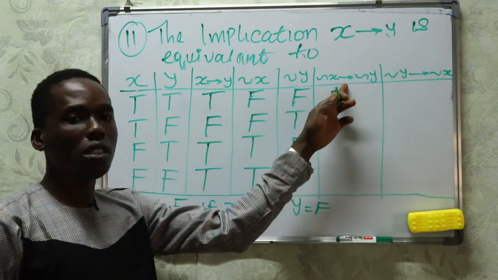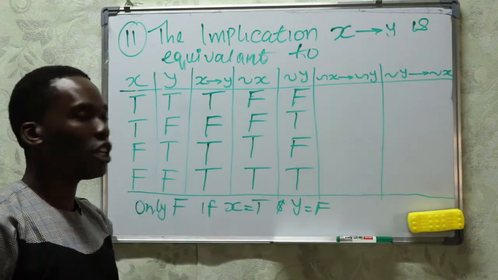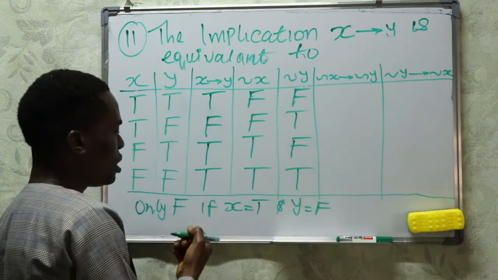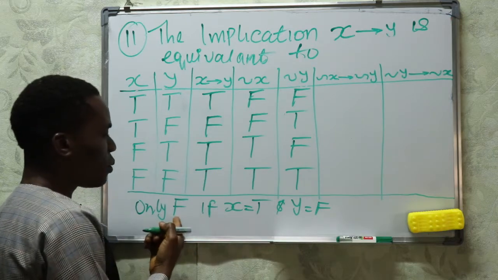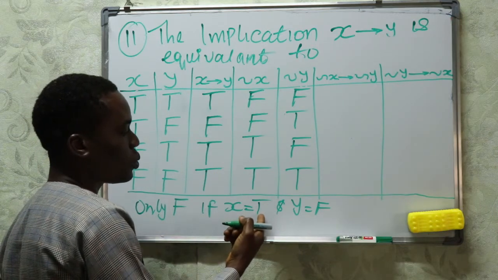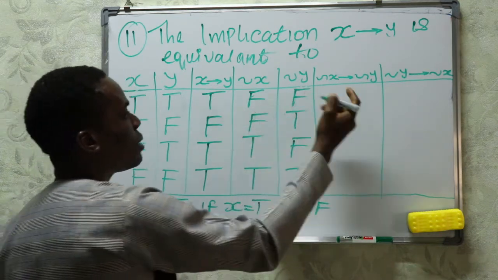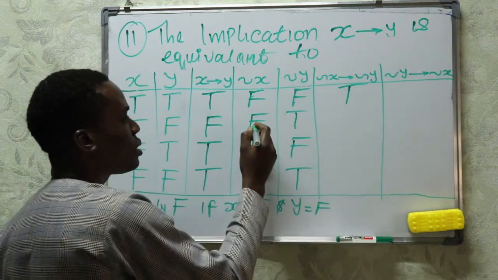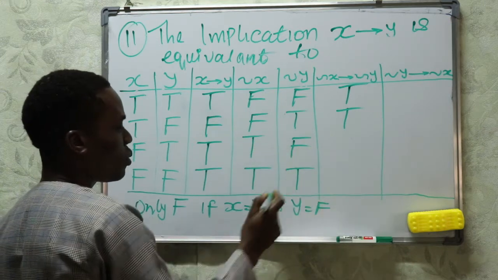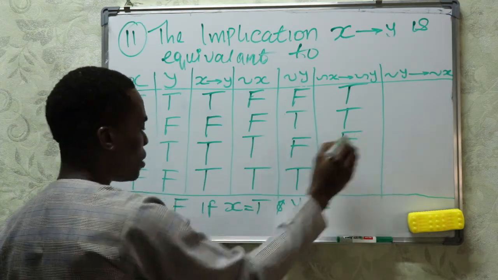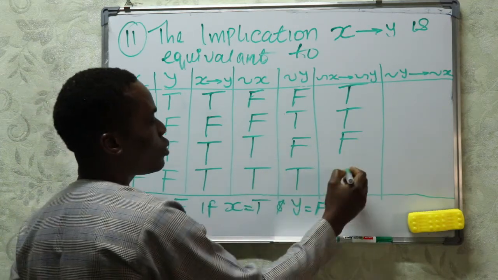Now let's test it with this conditional implicational statement, using the same conditional rule. It is only false if the negation of x is true and the negation of y is false. Otherwise it is true. So that means this will be true. False and true will be true. True and false will be false, because it's only false if the first is true and the second is false. Then true and true will be true.